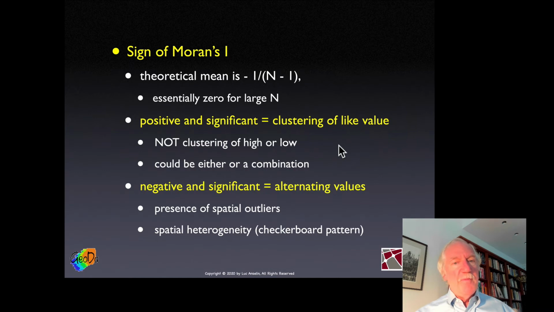So it's not because it's positive that it's high, because if it's positive and significant, it means similar values, high, low, or both, some mixture. When it's negative, it's always the same thing. It's the alternating pattern, could be spatial outliers, could be spatial heterogeneity, checkerboard pattern. It's a little harder to interpret. Positive and clustering is easy to think about. Negative and checkerboard is a little harder to think about.